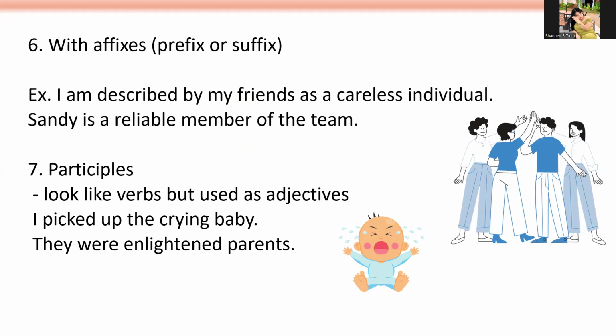Okay. And then we have what you call number 7, which are the participles. Very tricky too, because participles are words that look like verbs, but they actually function as adjectives. Okay? They look like verbs, but they function as adjectives. In the first example we have, I picked up the crying baby. Crying. She is crying in her room. It's used as an adjective.